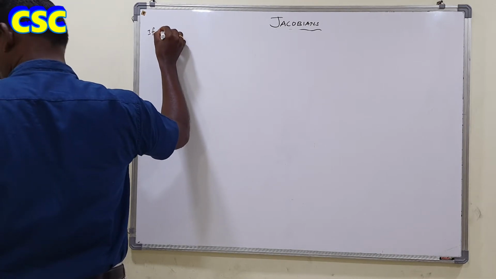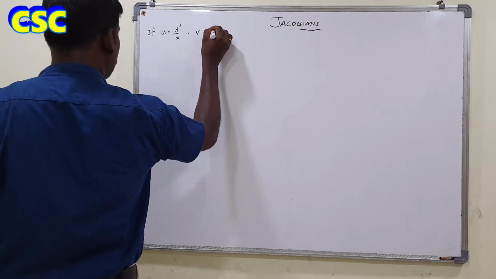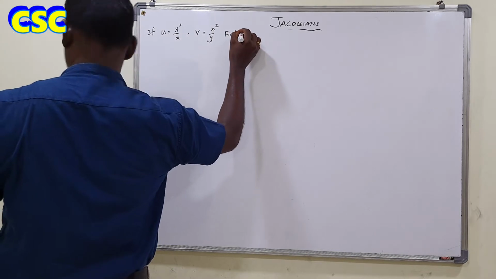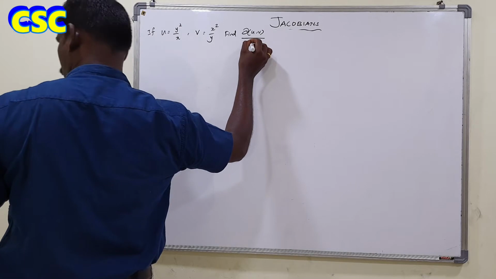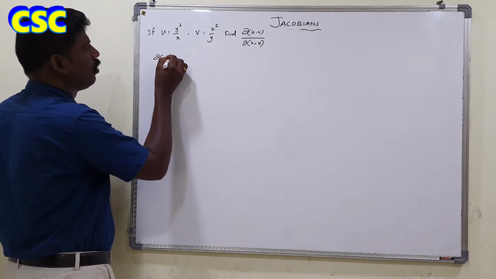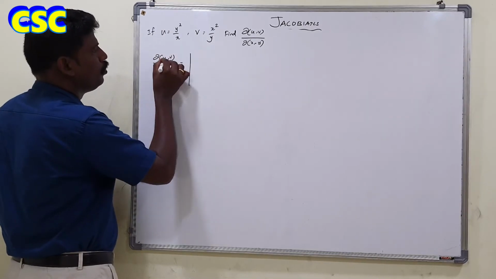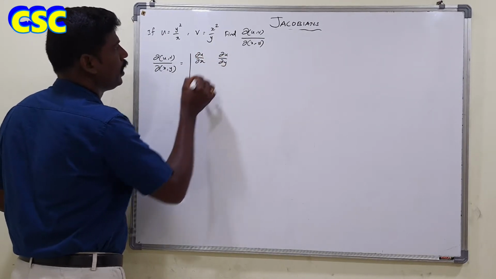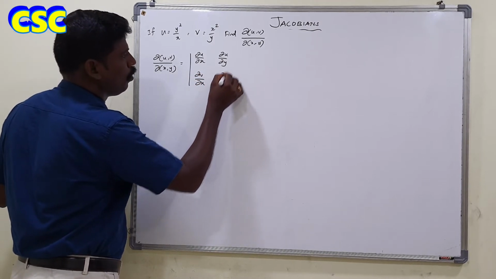If u is equal to y² by x and v is equal to x² by y, find ∂(u,v)/∂(x,y), same as usual. So what is ∂(u,v)/∂(x,y)? The same formula: u with respect to x and y, so ∂u/∂x and ∂u/∂y, same like that, v with respect to x and v with respect to y, right?